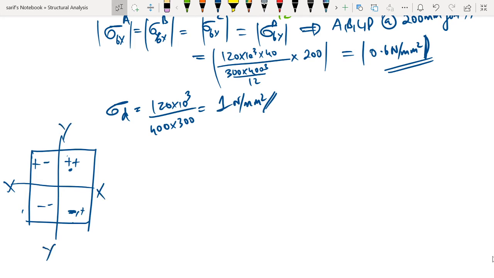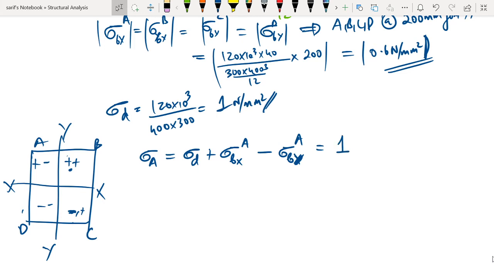So sigma b has already been calculated. Let us calculate the other stresses. So sigma a is going to be the direct stress, then plus the bending stress about the x-axis for the point A, minus bending stress about the y-axis for the point A. So this is 1, then sigma bx is plus 0.6 and sigma by is minus 0.6. So we are going to have 1 Newton per mm square.